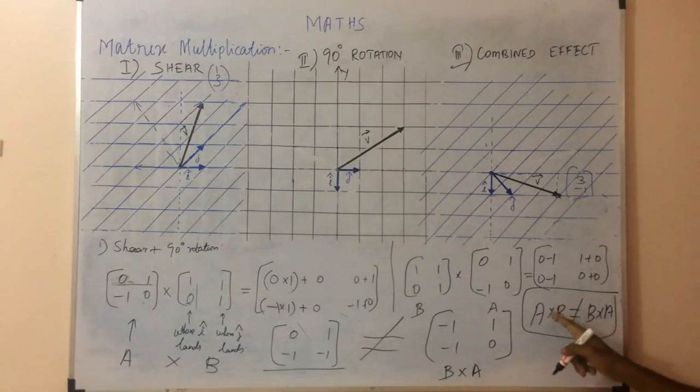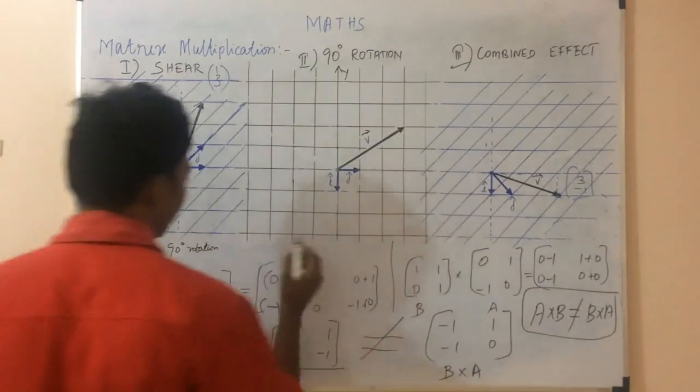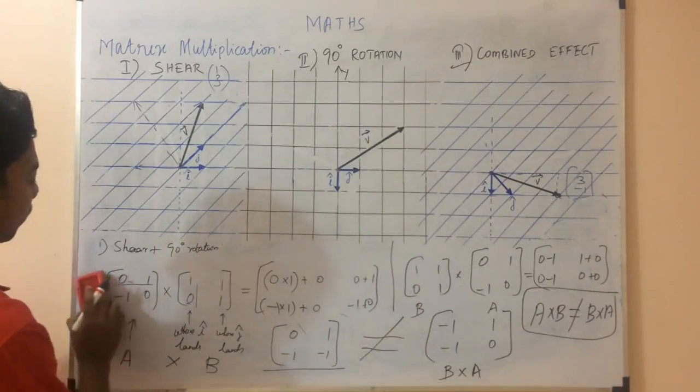So what is this property? This is the commutative property. We cannot reverse the multiplication order, because in matrix multiplication the results will not be equal. Suppose for whole numbers, what is the commutative property?